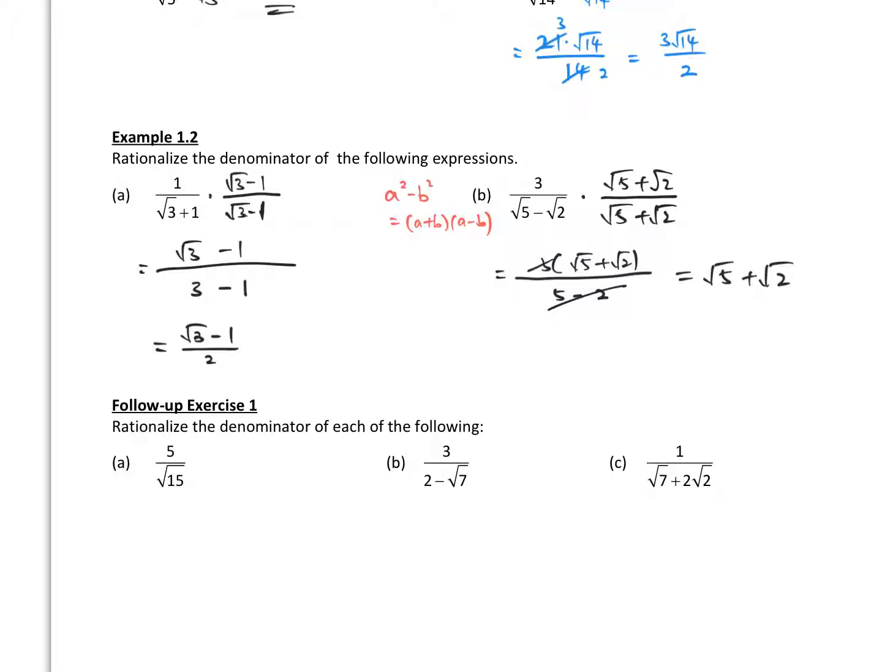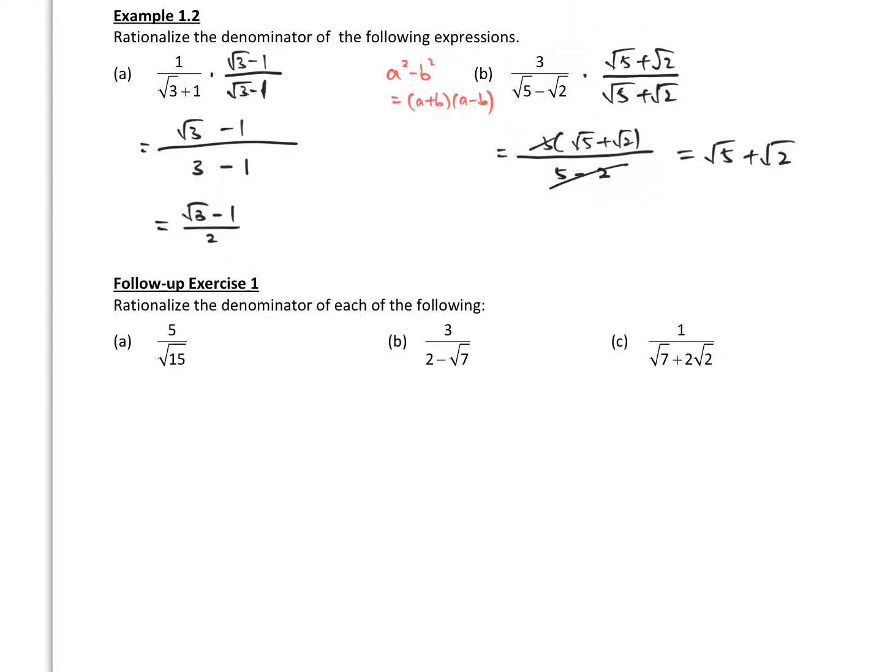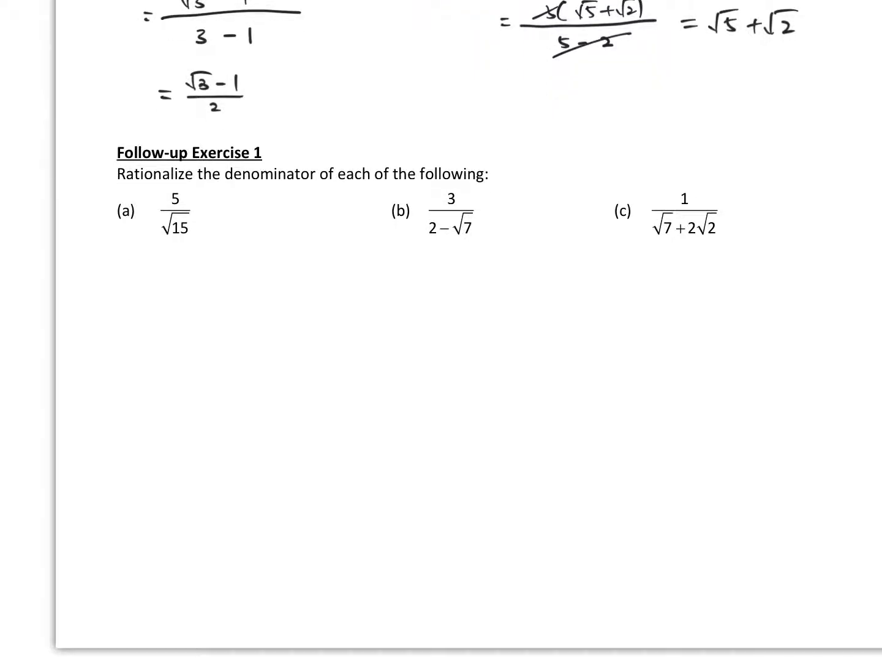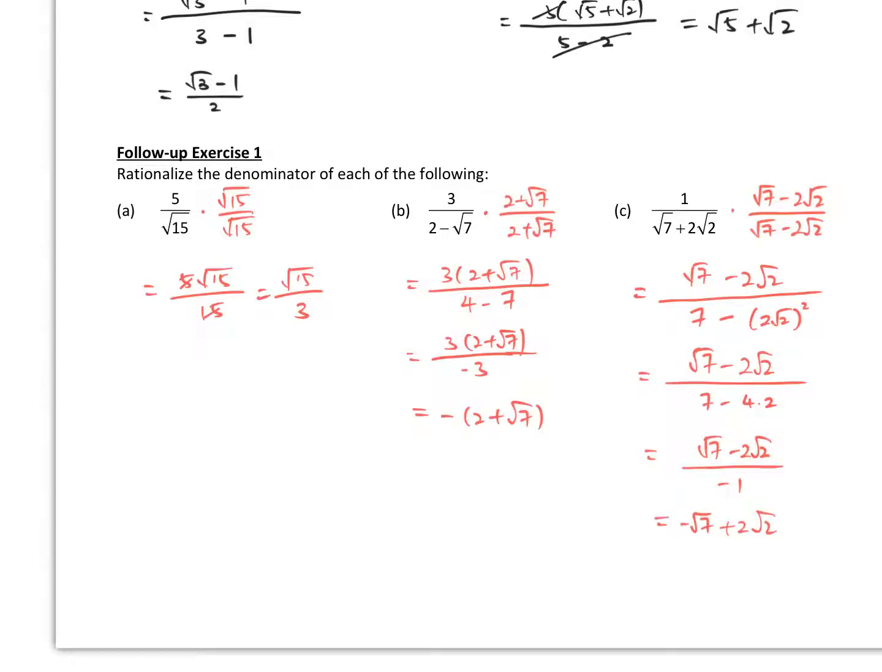For exercise 1, remember you need to pause the video and then check the answer after you finish. You may check your answer. Question 1a, times root 15 over root 15. So the denominator becomes an integer, and this is 15. 5 times root 15. Do the simplification. You can get the final answer root 15 over 3.